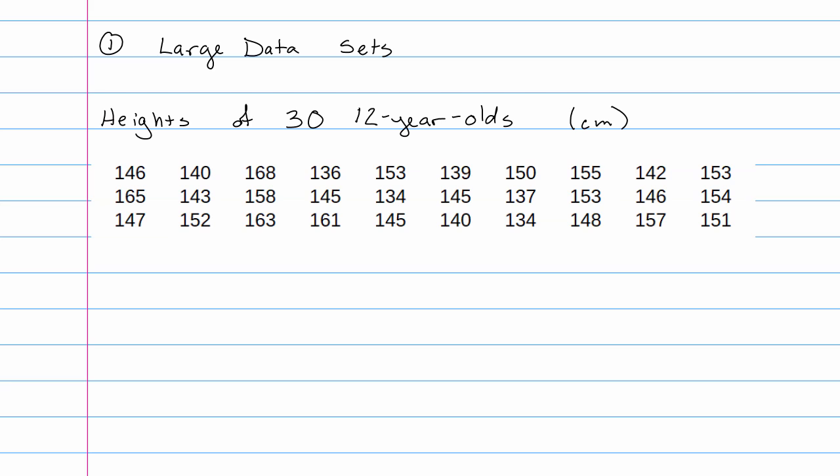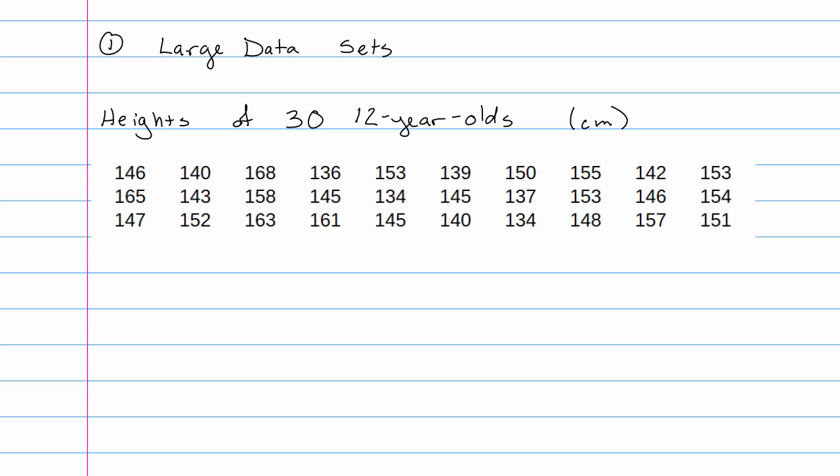When we're talking about real life data, we're usually going to be talking about large data sets, large populations, ideally large samples. And when we're working by hand, we really prefer to stick to small data sets. So we might look at a small set like these 30 values. These data represent the heights of 30 12-year-olds in centimeters.